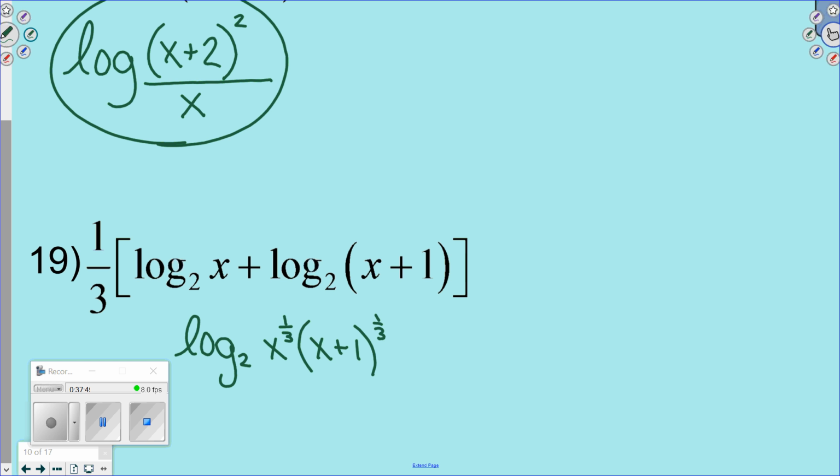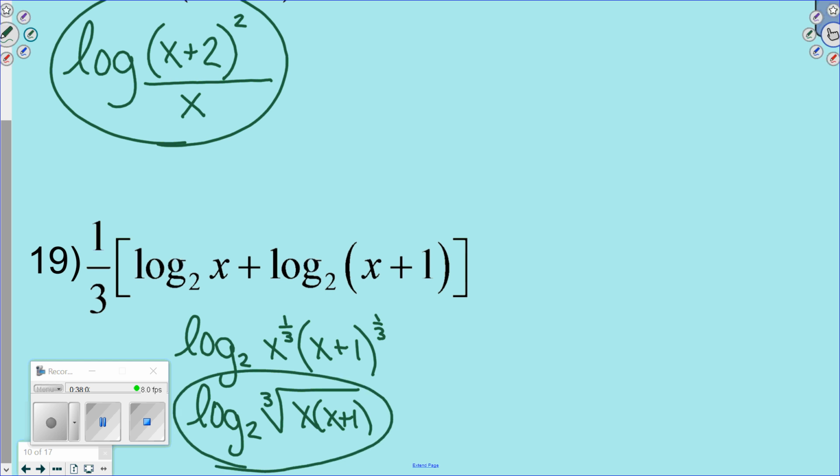And I don't like fractions for exponents. Can I put them both under the same cube root together? Yep. So that's the cube root of x and x plus 1. I can throw them both underneath. And again, if I have variables, I don't have to worry about trying to simplify further.